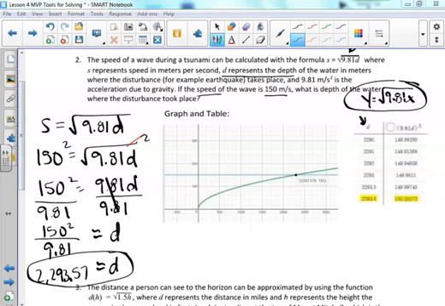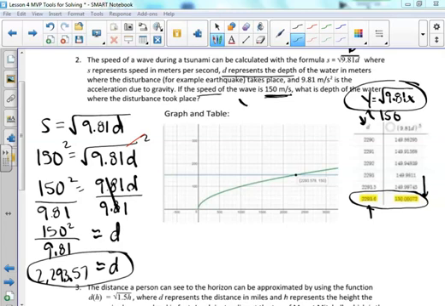So in my table, I'm looking for where my y value is approximately 150, because that's what we're looking for in the question. So when the speed of the wave is approximately 150 meters per second, it looks like the closest answer is right here, when x is approximately 2,293.6. So that is the way we can find our answer in our table.